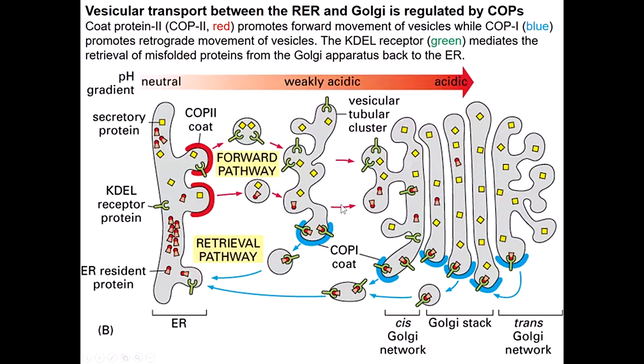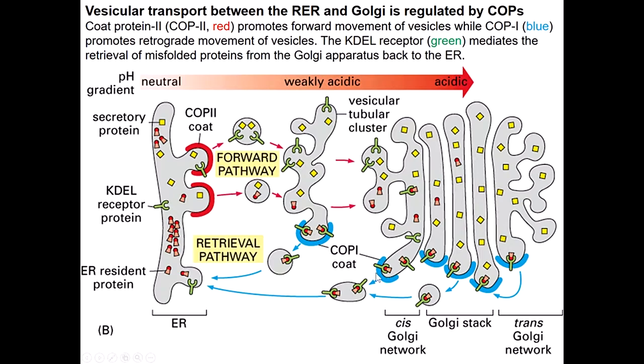Now, during transport of proteins from the endoplasmic reticulum to the Golgi apparatus, we have a shuttling carried out by certain proteins. The COPII protein, shown in red, promotes forward movement of these vesicles from the rough endoplasmic reticulum to the cis-Golgi network, which is the first stack of the Golgi apparatus. Conversely, you can have COPI proteins in blue that promote the retrograde transport of vesicles back to the ER.